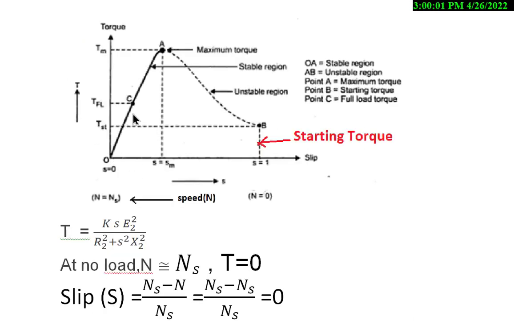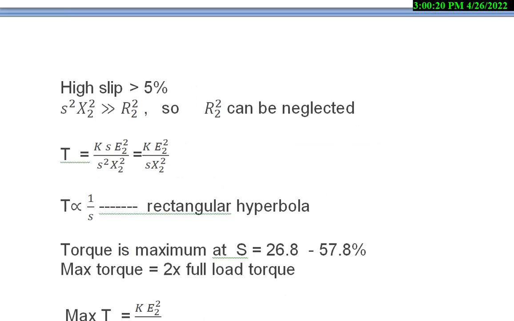Since torque is directly proportional to S for the low slip conditions, the characteristic is linear like this. When the slip is more than 5%, that slip we call high slip. Under high slip conditions, the denominator in the torque equation will become like this. S square X2 square will be much more than R2 square, so R2 square can be neglected. In that case, the torque equation will become like this.